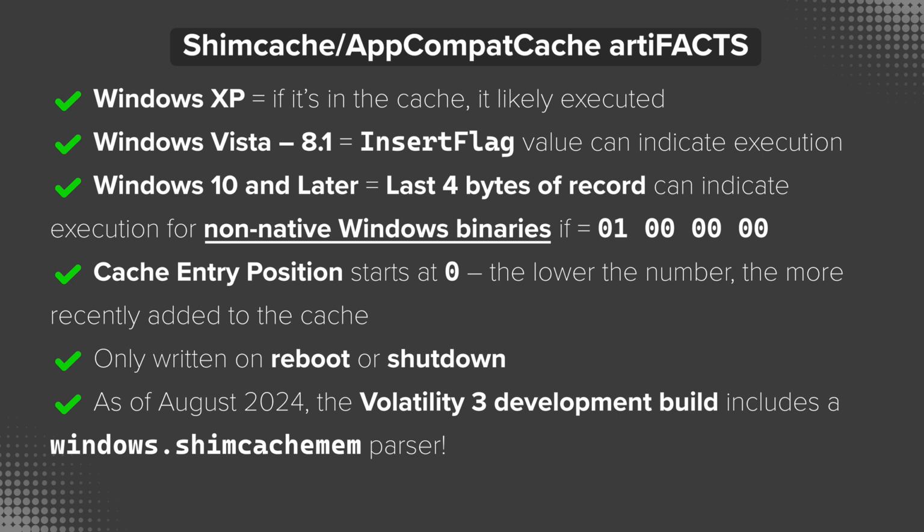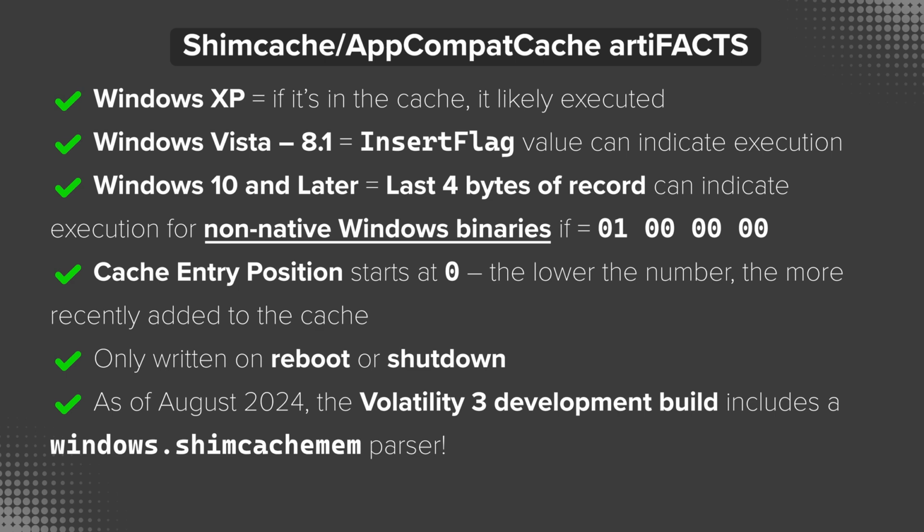And we just knew that if we enumerated the value and we had an insert flag equal to this particular value, it likely executed. And again, that was true for Windows Vista all the way through 8.1. But then we got to Windows 10, released in June 2015, and the insert flag was gone.